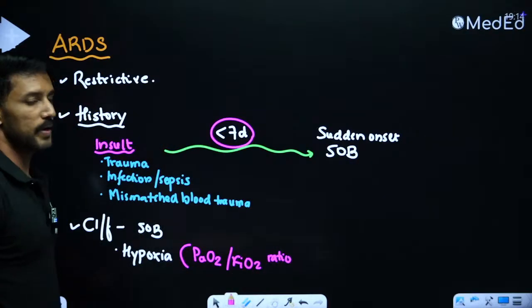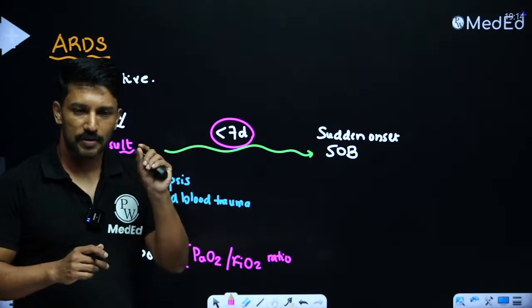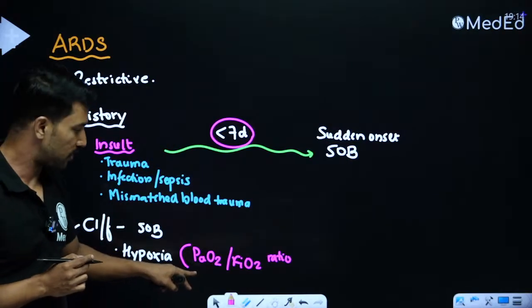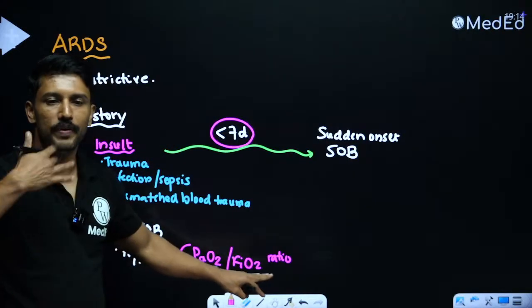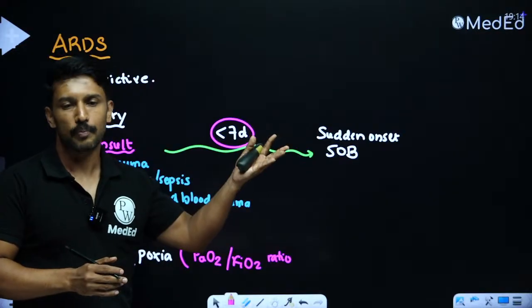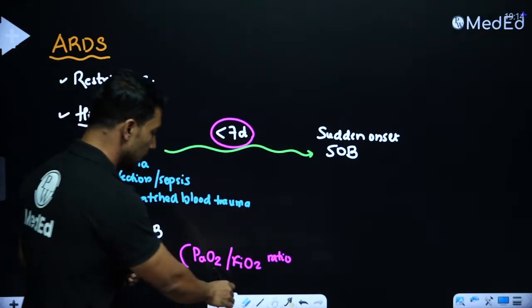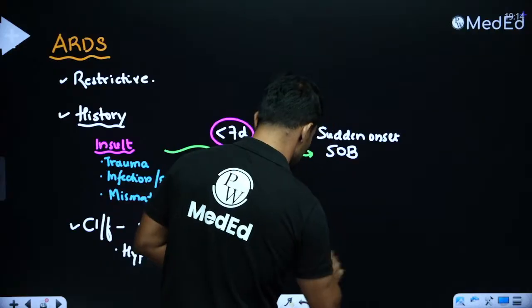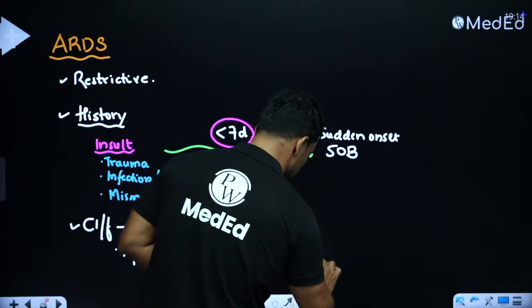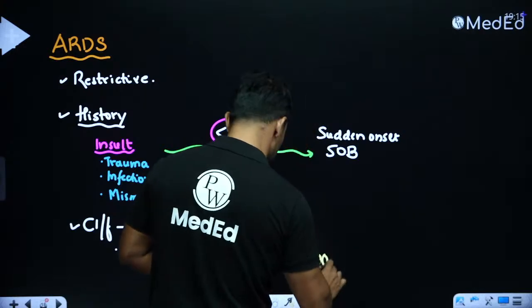What is this PaO2 by FiO2 ratio? Patient's oxygen level in the blood as partial pressure of oxygen in the blood and the fraction of inhaled oxygen, means how much oxygen is taking and how much is his blood oxygen. We are taking a ratio of it. They will mention that this ratio is less than 300, less than 300.